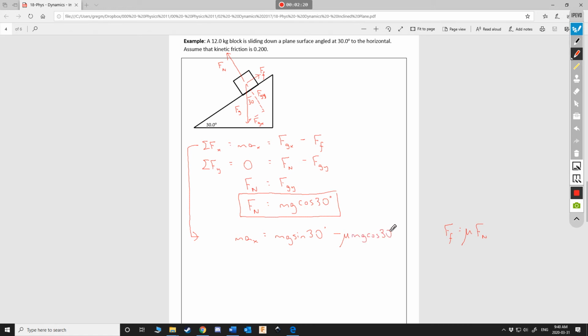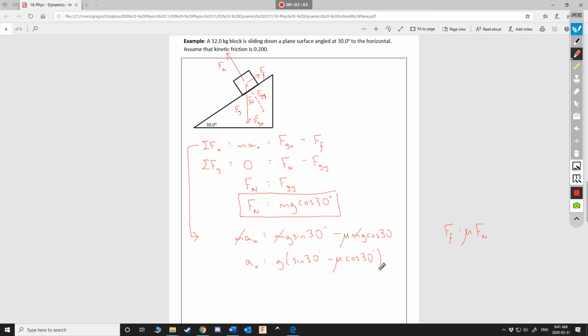So at this point we just plug in our numbers. If you want, we could simplify it a bit. We can see that mass is in each term, so they can cancel out. We find that in the x direction, it's going to accelerate with g sine 30. We can actually factor out that g as well if you want. We get sine 30 minus the coefficient times cos 30.